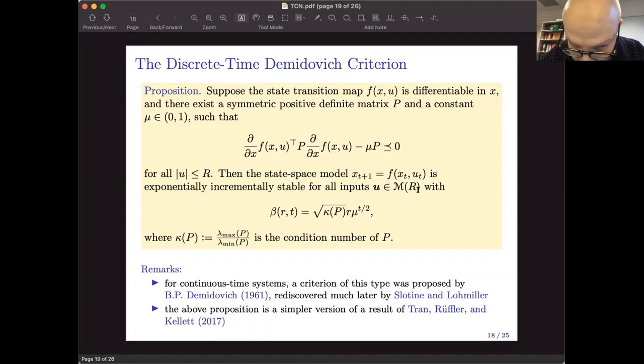And this beta function, the one that certifies stability, is of the exponentially decaying form. You see that it's determined by the condition number of P and by mu, and mu here is this kind of eigenvalue parameter. For continuous time systems, this was proposed by Demidovich in the 1960s. The contraction criterion that, for example, Jean-Jacques Slotine is well known for, is basically a version of this. In fact, this proposition by itself is more or less familiar if you study various stability notions for nonlinear systems in the context of nonlinear control. For example, there's a nice paper by Tran, Rüffer, and Kellett in 2017. So we didn't really have to do much.